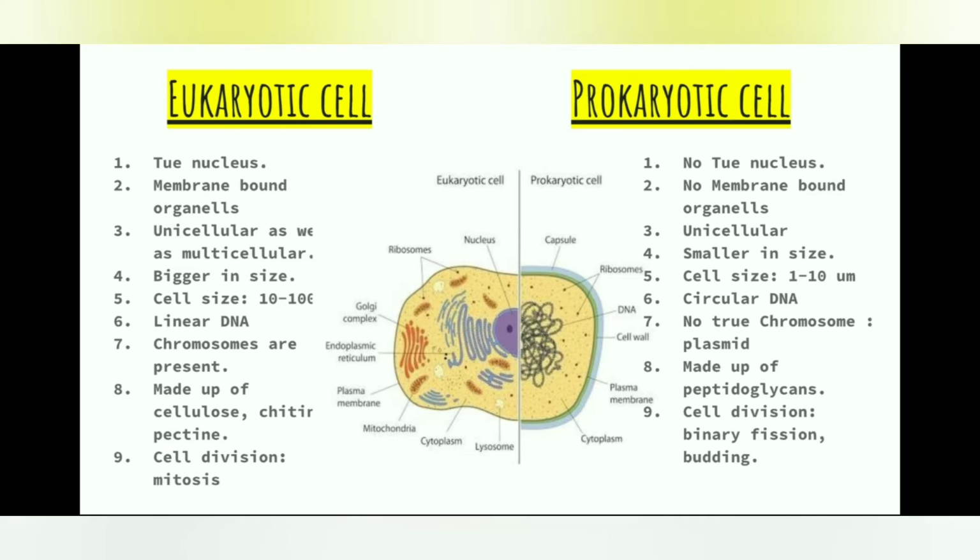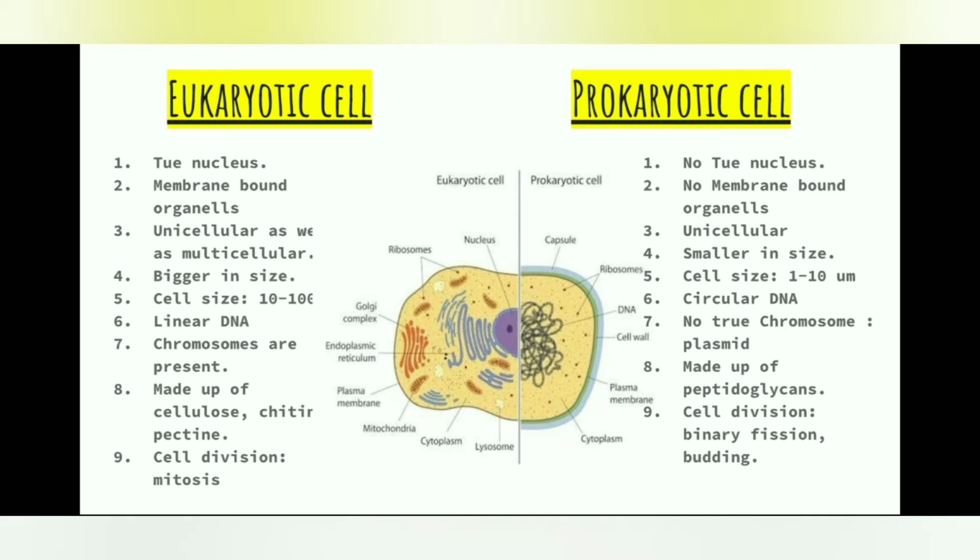The first comparison is that the eukaryotic cell contains a true nucleus. The nucleus is just a binding, or we can say a compartment, in which DNA exists. So it is present in the eukaryotic cell, but it is absent in the prokaryotic cell. Here you can see in the picture.